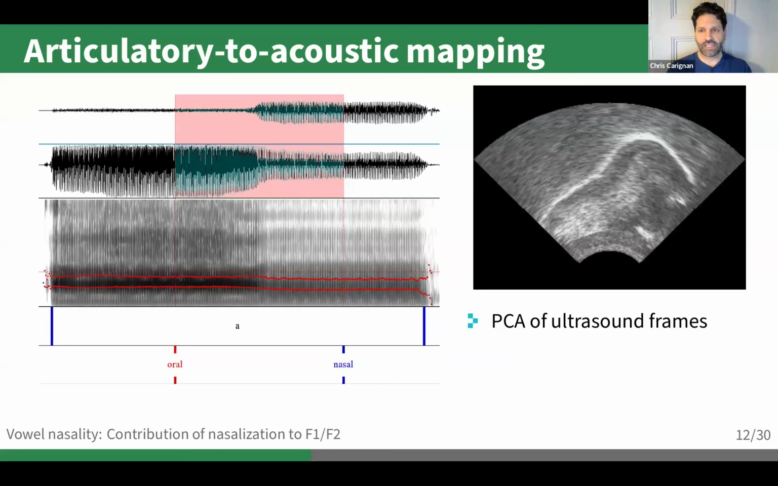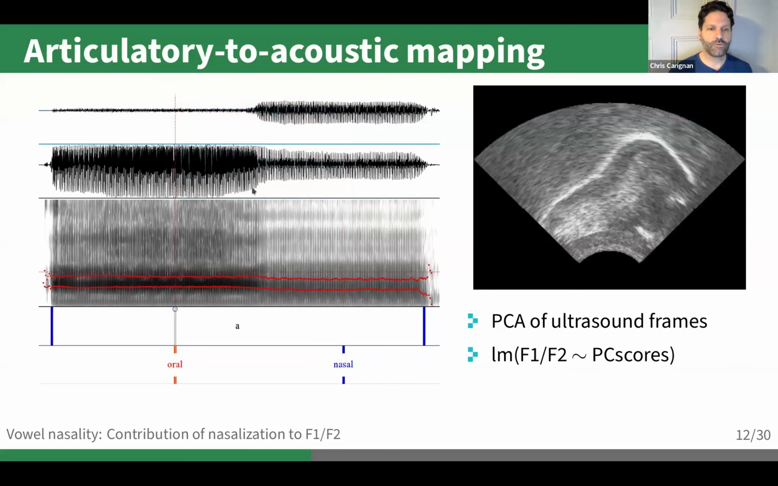analysis on this. What this does is it gets a representation of the tongue shape, but all of the different dimensions are not correlated with each other. This is important because the next thing I did was take all of the ultrasound frames that are at the most oral part of the vowel, and then train two different linear models, one for F1 and one for F2, essentially using these tongue PC scores, in other words, just a transformation of these tongue shapes, to try to predict the F1, for example, or F2.